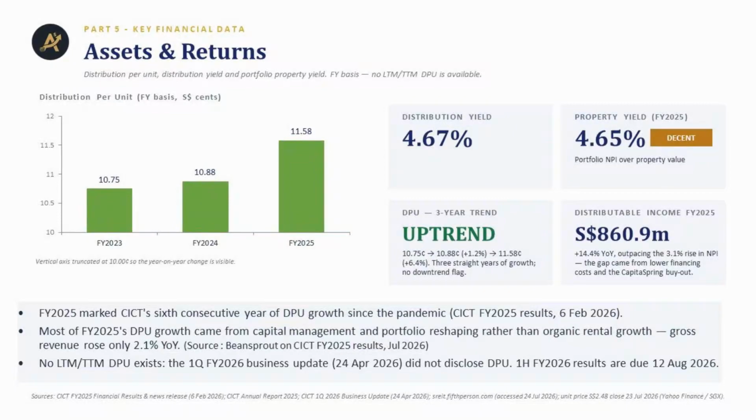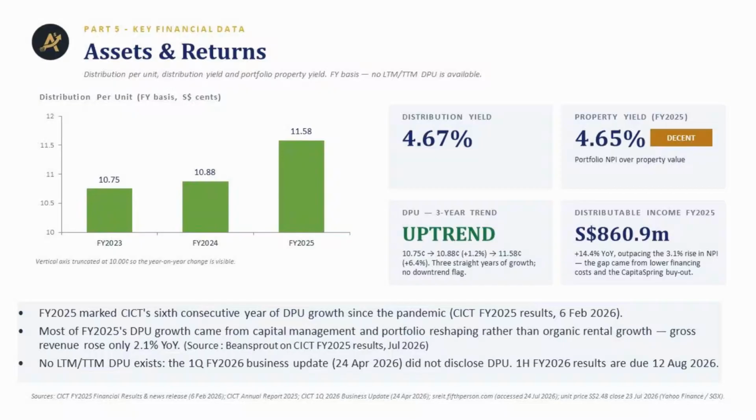That makes sense. Although, looking at this slide, there's no last 12 months or trailing 12 months DPU data available. It's just a blank space. Right, and that's due to the reporting cadence. The first quarter FY 2026 business update from April 24, 2026 simply did not disclose a declared DPU. Because they moved to a semi-annual distribution declaration, right?